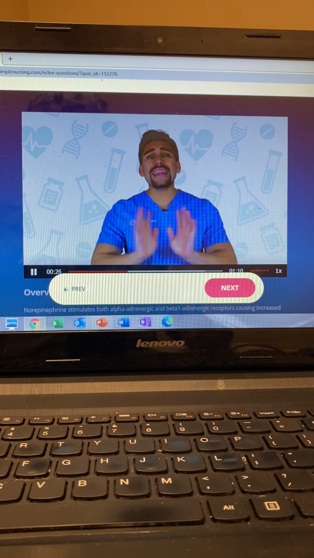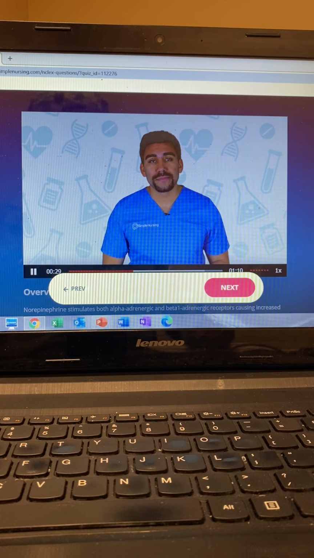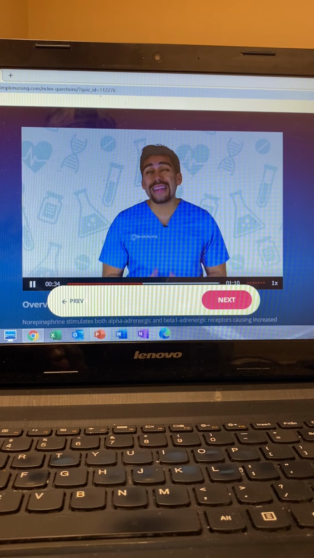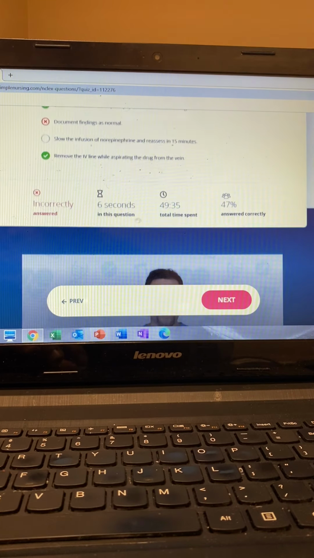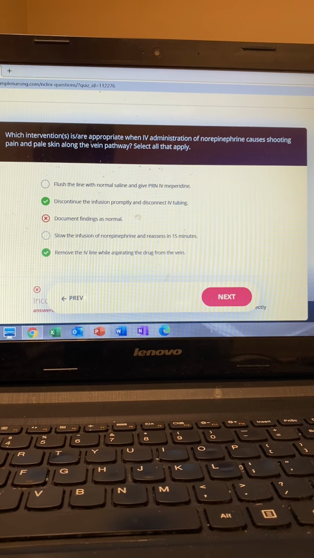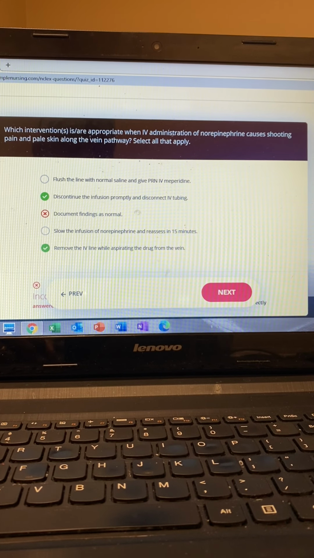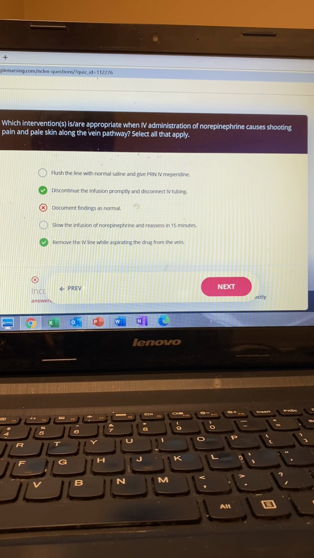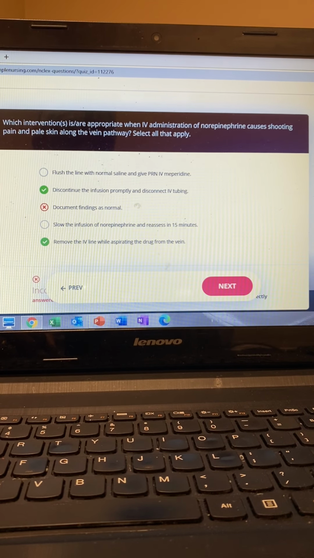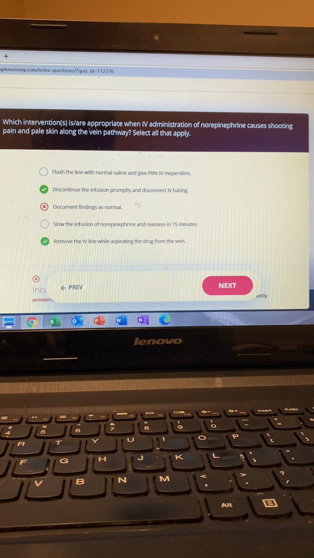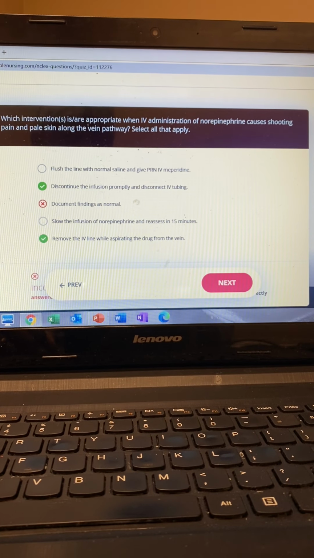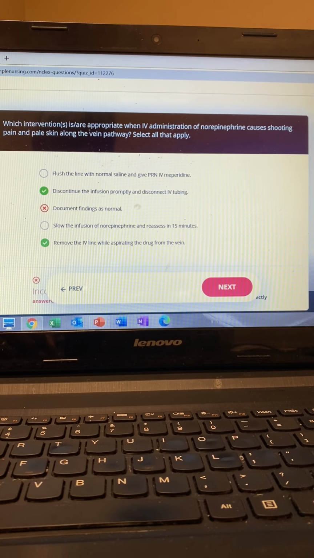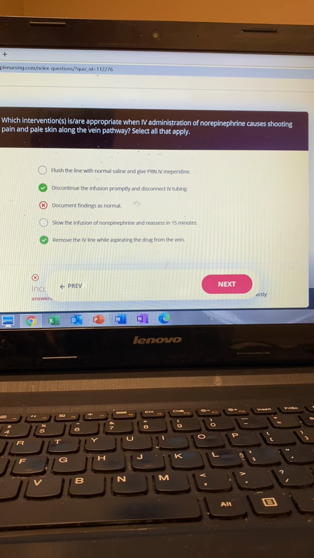And guys, during any adverse reaction, we always stop the med. So option number 1 is incorrect. Flushing the lines and pushing the med in may cause more damage to the tissue. So option number 2 is correct here. We always stop the medication to stop the damage. And option 3 and 4 are incorrect. So option 3 is not a normal finding. And option 4, we still get the med even if we're giving it slower. So damage will continue. And lastly, option number 5 is correct. Taking out the IV while aspirating will get the med out of the vein there.